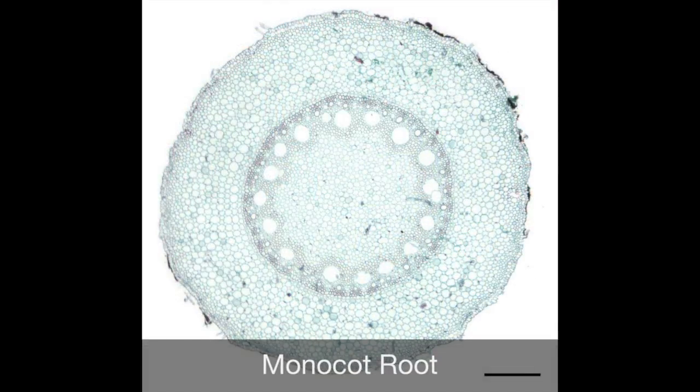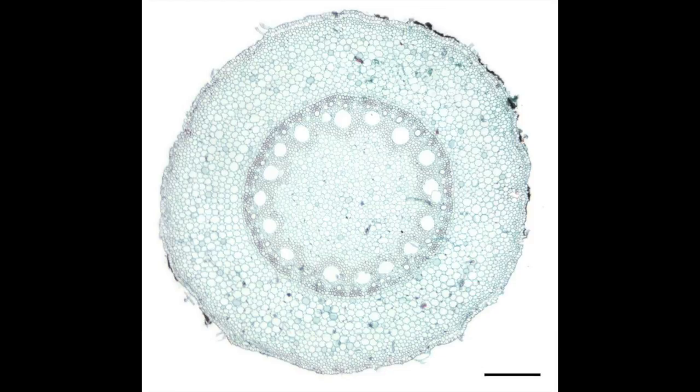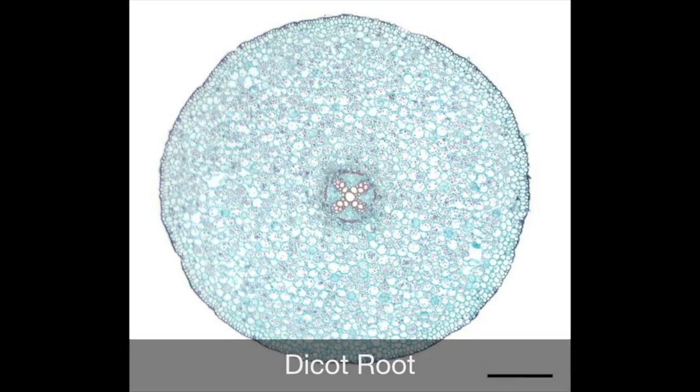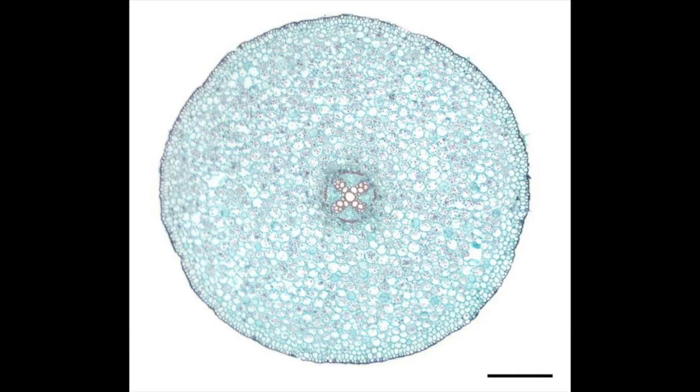Monocot and dicot roots also show differences in organization of vascular tissue. In the monocot root, xylem is arranged in a ring around the central vascular cylinder with clusters of phloem in between. In dicots, xylem cells show different arrangements, such as the X pattern shown in the center of this root, with phloem cells in between the arms of the X.